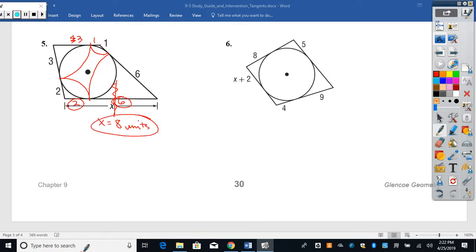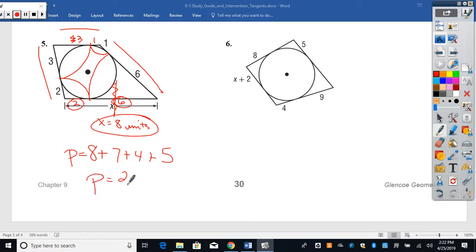All right? To get the perimeter, again the distance around on the outside, so we have 8 plus 7 plus 4 plus 5. And in the end, 24, I believe. Let me check, yep. 24 units is my perimeter, okay?